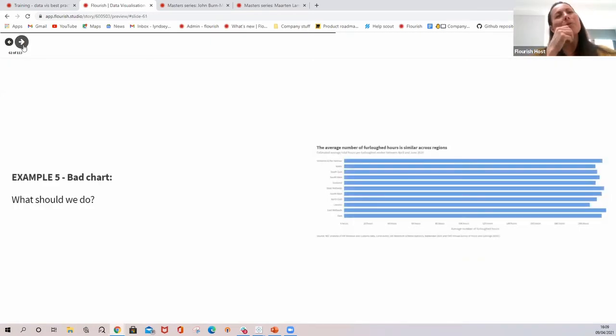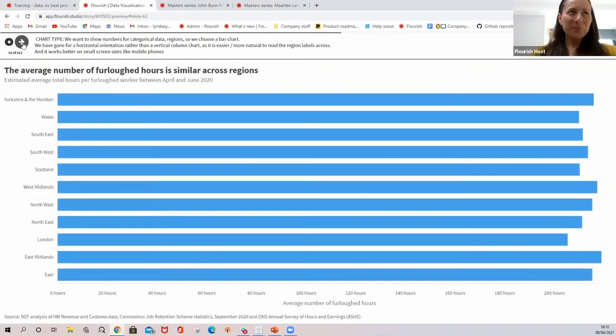So I'm not going to do 4 examples of bar charts, we'll pick up the pace now, getting through a lot of different chart types. But the bar chart example I've decided to use is showing the average number of furloughed hours in the UK across all our regions from coronavirus. So chart type. Bar charts are good for categorical data and comparing magnitudes, so the size or the heights of the bars. And because we've got categorical data here, we've got regions, and we want to compare the magnitude of furloughed hours by region, it's the perfect choice.